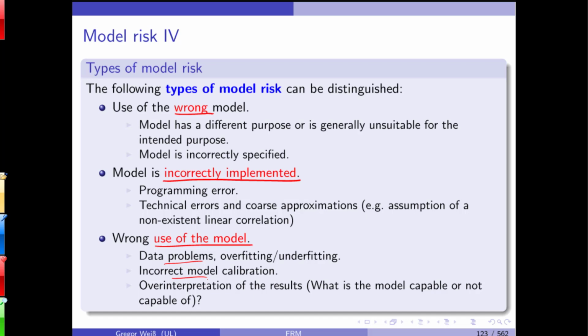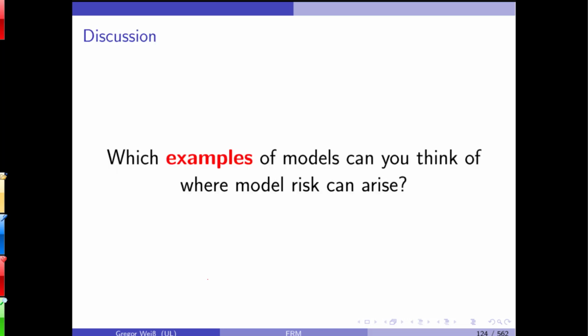The model might be the correct model, the correct data, no programming errors. But if you suspect or if you expect the model to forecast tomorrow's lottery numbers for you to become a millionaire, that's overinterpretation. Yeah? That's something the model cannot achieve. And there are numerous examples how you can wrongly use a model, and that always leads to model risk.